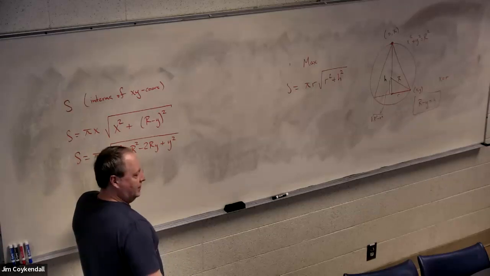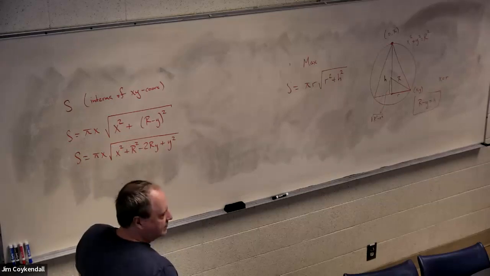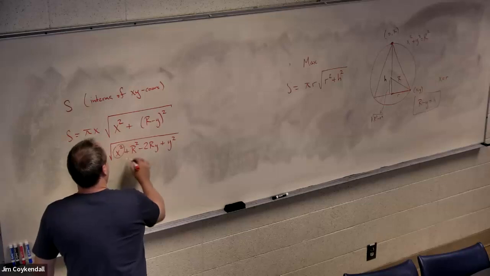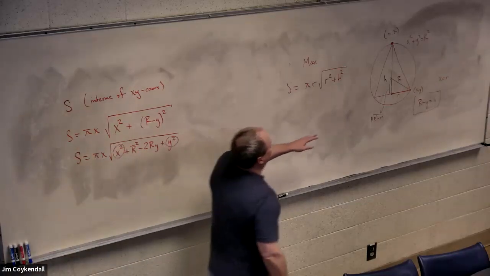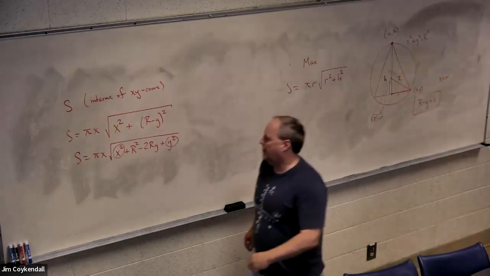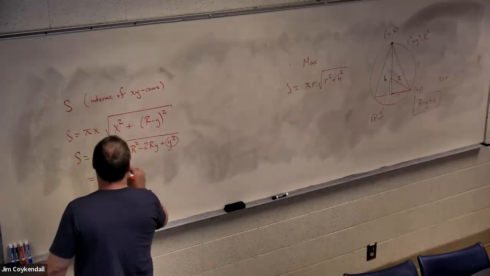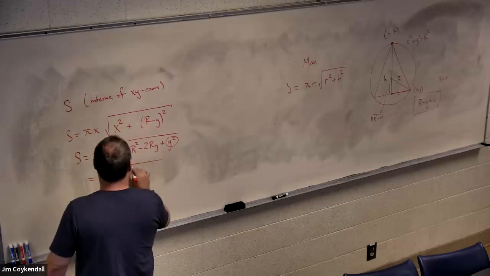Now this simplifies it. Does anybody see a trick we can do? What is X squared plus Y squared? So this is a little bit simple. There's an R squared and another R squared.